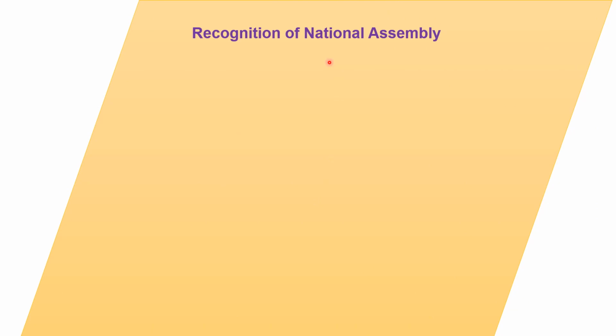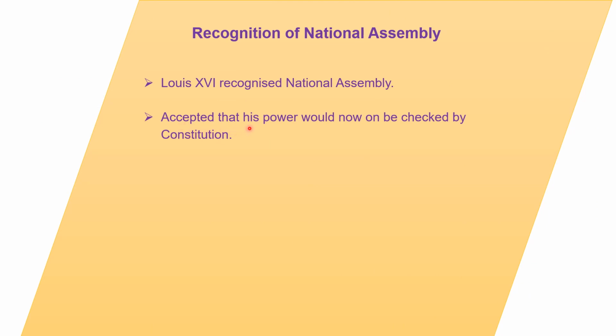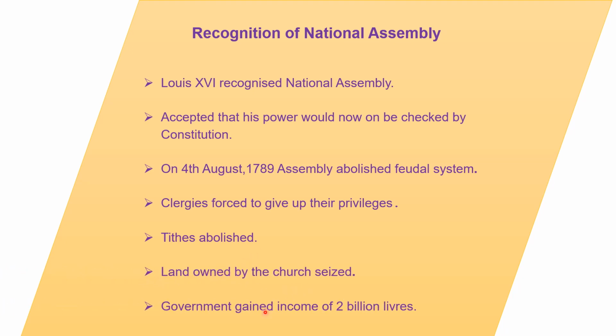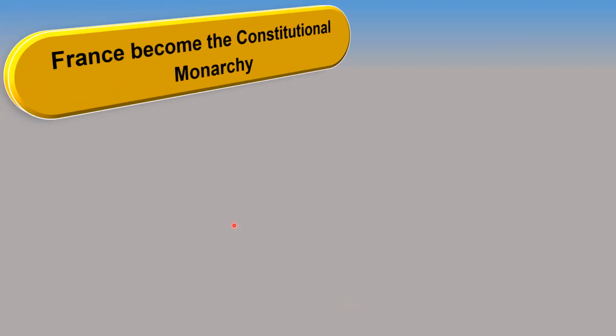Recognition of the National Assembly. Louis XVI recognized the National Assembly and accepted that his power would from now on be checked by a constitution. On 4th August 1789, the Assembly abolished the feudal system. The clergy was forced to give up their privileges. Tithe was abolished. Tithe is a tax which was paid to the church. Land owned by the church was seized. The government gained an income of 2 billion livres. France became a constitutional monarchy.